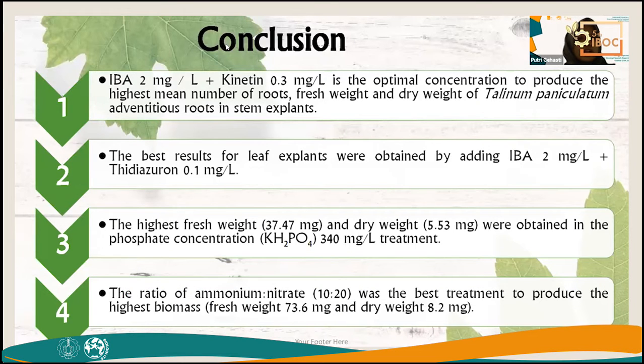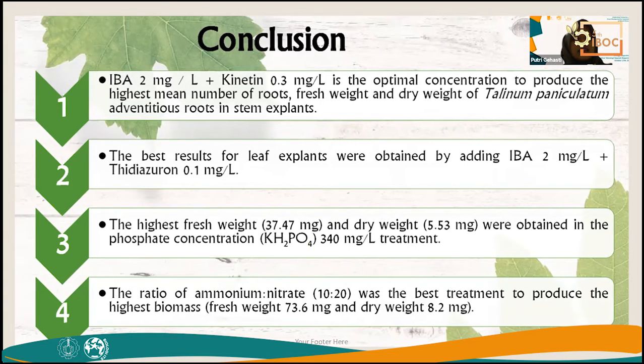The first one is that MS media supplemented with IBA 2 mg per liter combined with kinetin 0.3 mg per liter is the optimal concentration to produce the highest mean number of fruits, fresh weight, and dry weight of Talinum paniculatum adventitious root in stem explants. And then the best result for the leaf explants was obtained by adding IBA 2 mg per liter combined with thidiazuron 0.1 mg per liter.